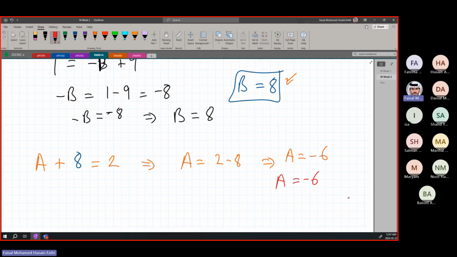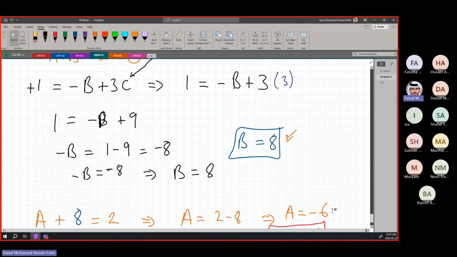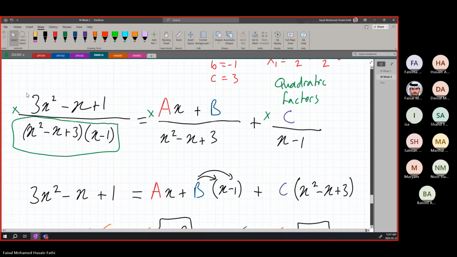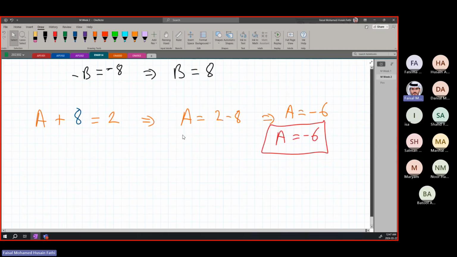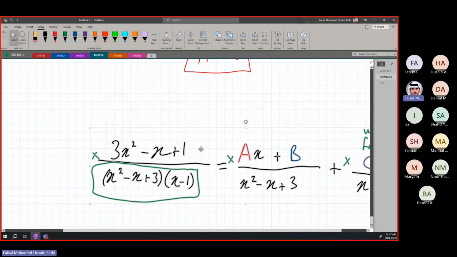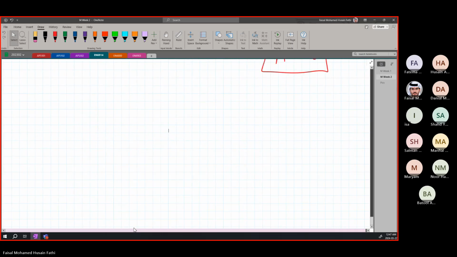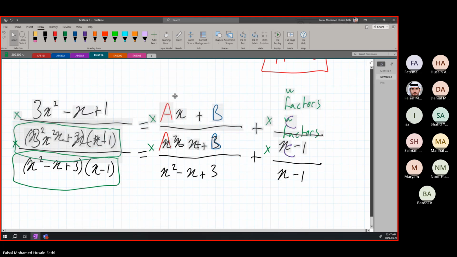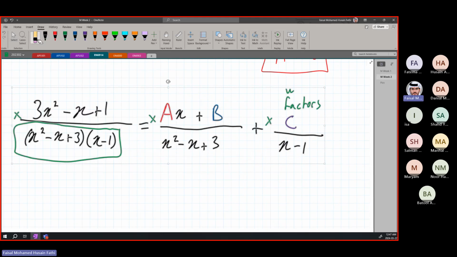And now we found all of our partial fraction values. Remember, this is our equation. Then this is our equation. Now we just substitute the values that we have found. Okay, we will substitute all the values that we have found here.